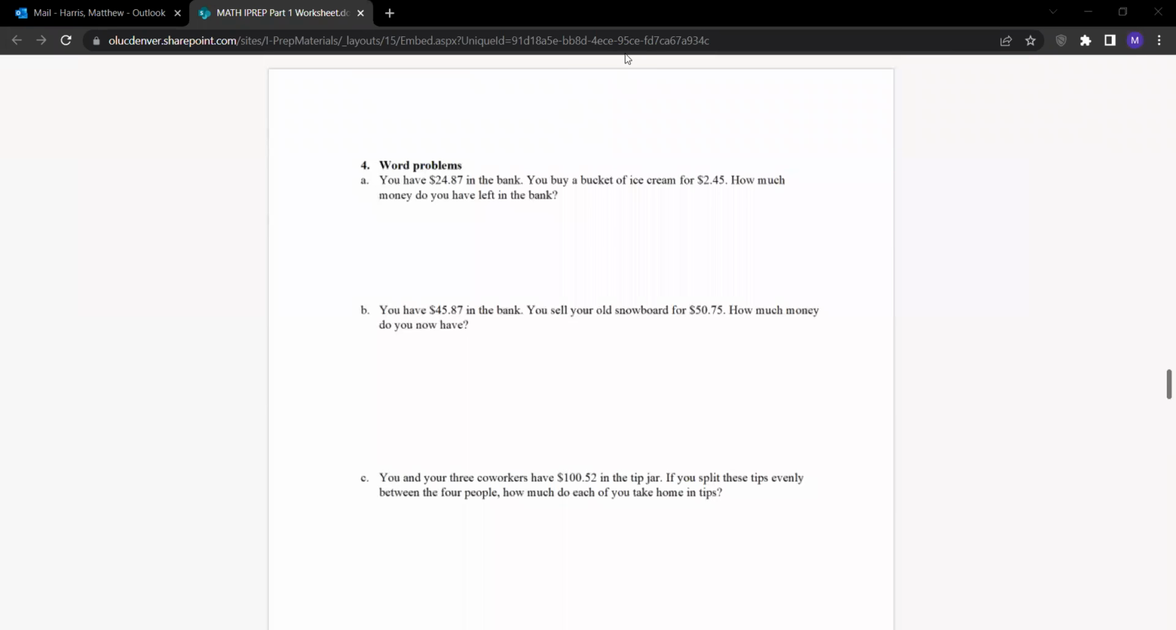So now we have a couple word problems. So let's say you have $24.87 in the bank. You buy a bucket of ice cream for $2.45. How much money do you have left in the bank? So if we have this much, we buy this much, so that means we're losing that much. How much do we have left? So this is going to be a subtraction problem.